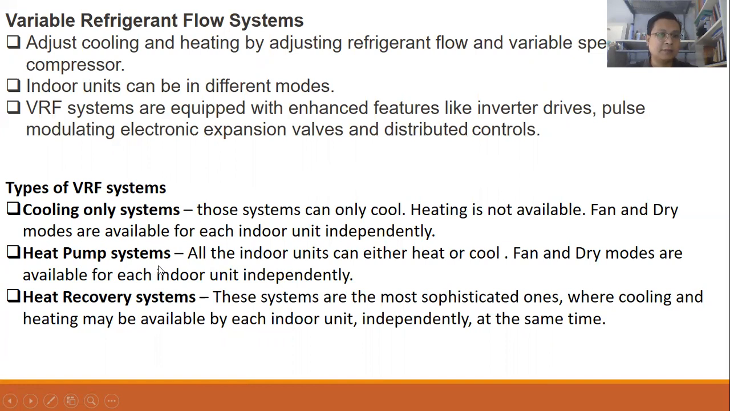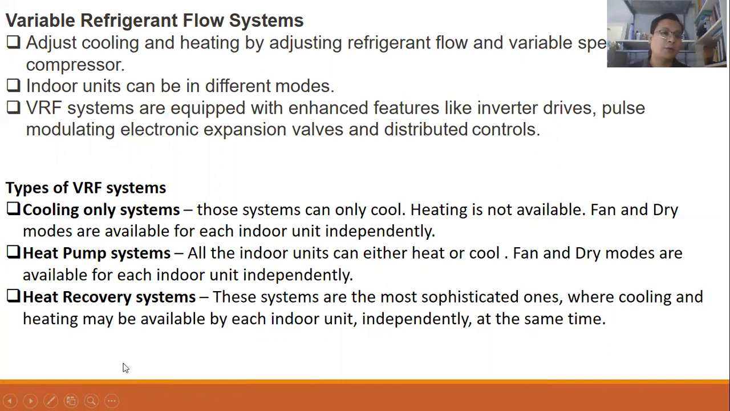The second is the heat pump system, where each indoor unit can either heat or cool. Fan and dry modes are available for each indoor unit independently. So we can switch conditions between summer and winter, and use both. And then the last one, the heat recovery system. These systems are the most sophisticated ones, where cooling and heating may be available independently by unit at the same time.